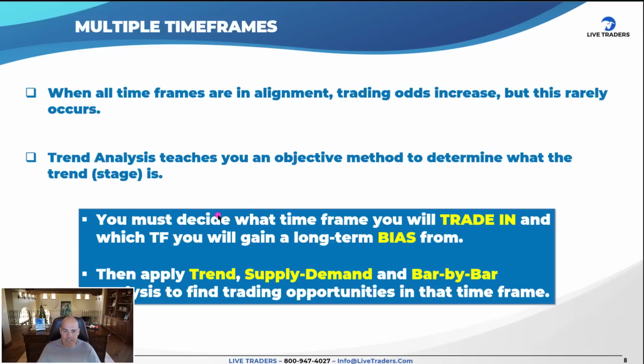So you must decide what time frame you will trade in and which time frame you will gain a long-term bias from. This is everything. Your actual entry time frame, your trading time frame, and your bias time frame. Okay? Then apply trend, supply and demand, and bar by bar analysis to find trading opportunities in that time frame.